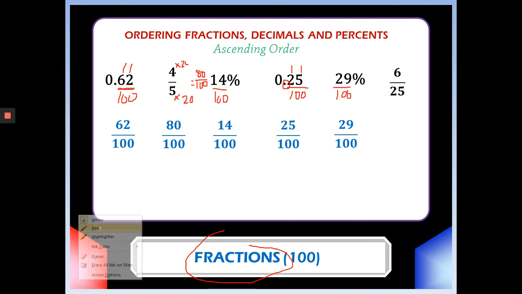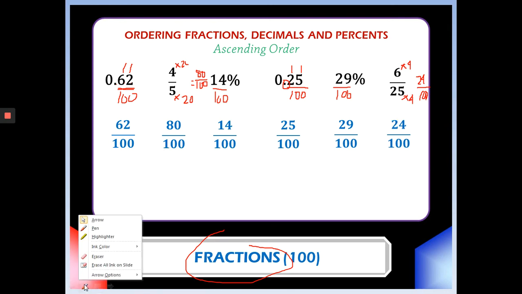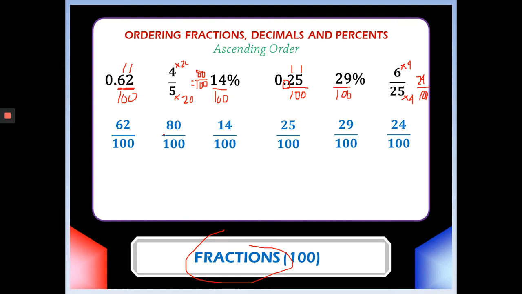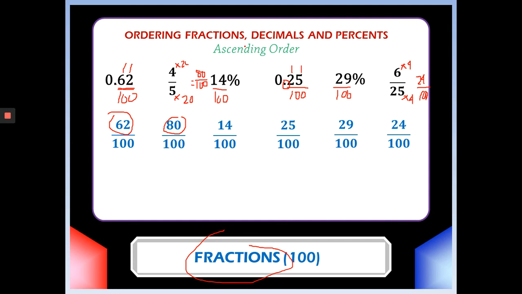And the last one, 6 over 25, we have to multiply this by 4 to get the denominator 100. So 6 times 4 is 24. So that's what we got here. Now you see the denominators are all 100 and they are all now fractions. Now it's easier for us to see which of these is the least and which is the greatest. Okay, so let's try to number them, sort them in ascending order from the smallest.